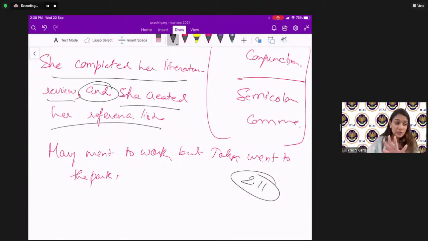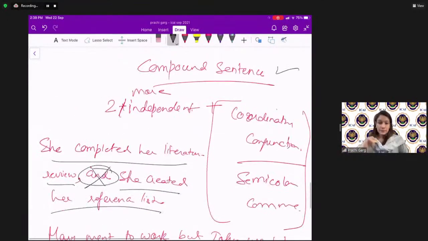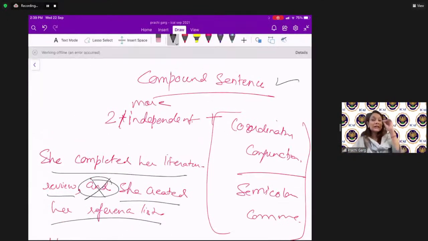So whenever these conjunctions are used, most of the time two independent clauses are joined together, right? If you remove them, you will get two independent clauses. But two independent clauses have been clubbed together to make one sentence using coordinating conjunctions. This is why it is called a compound sentence, because I have joined together two different sentences, expressing two different thoughts, right?